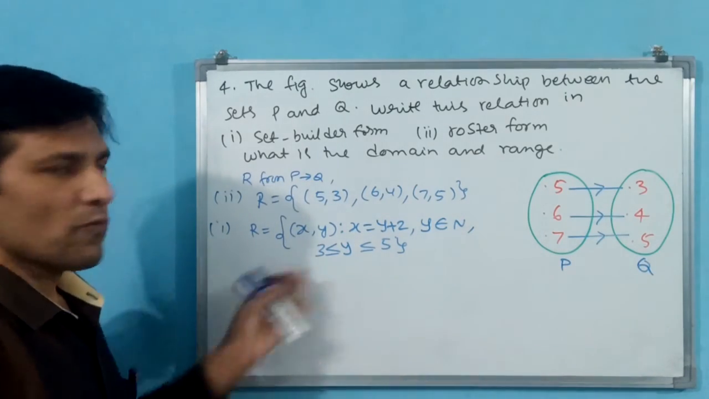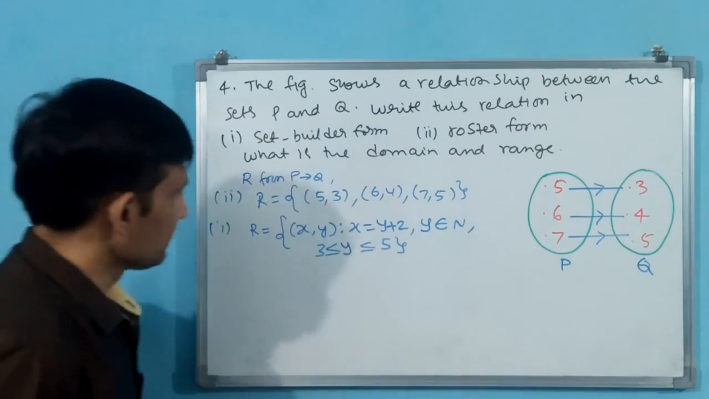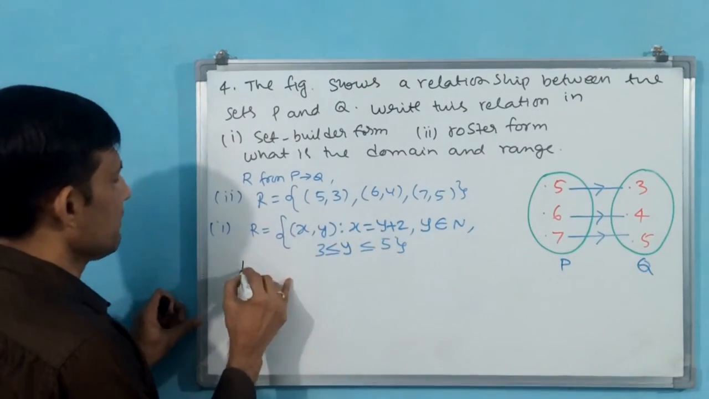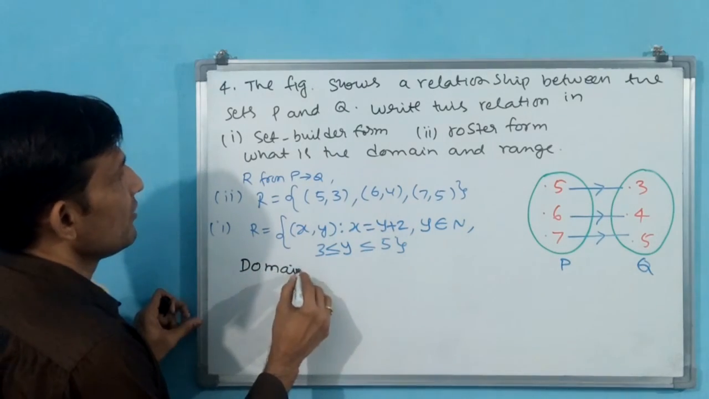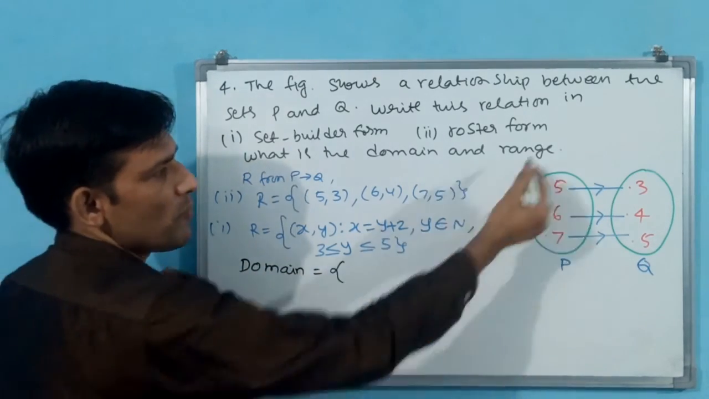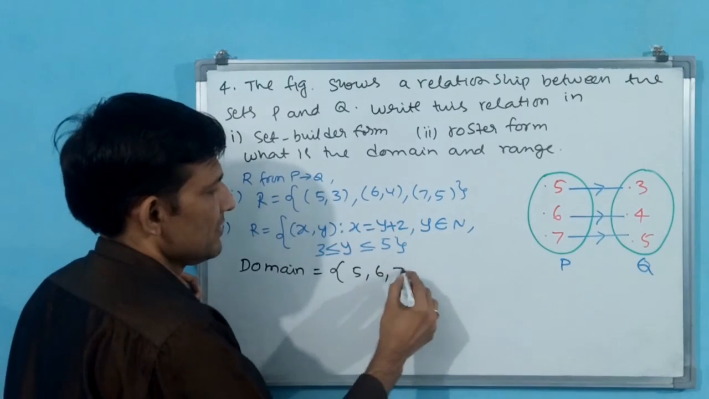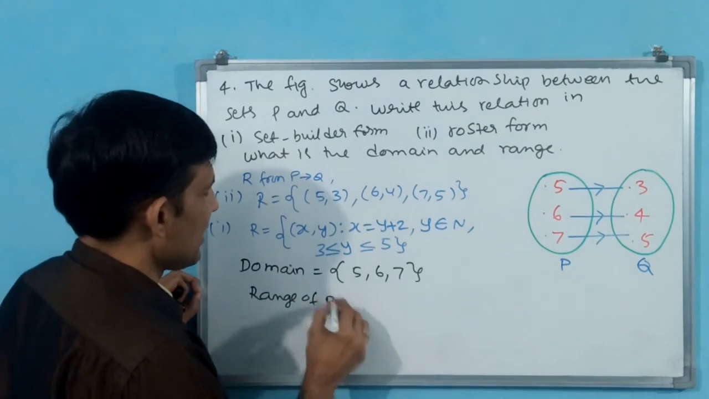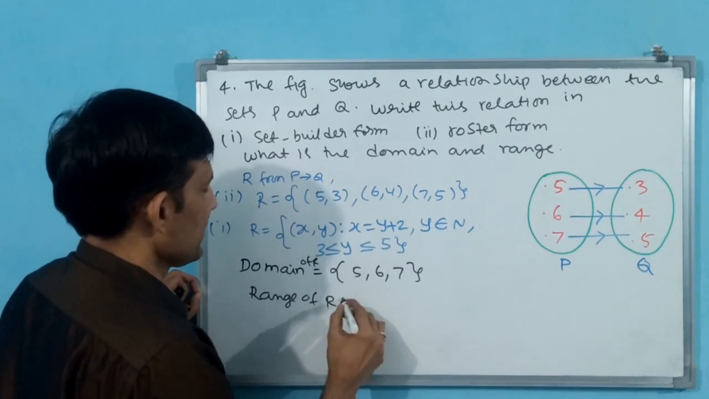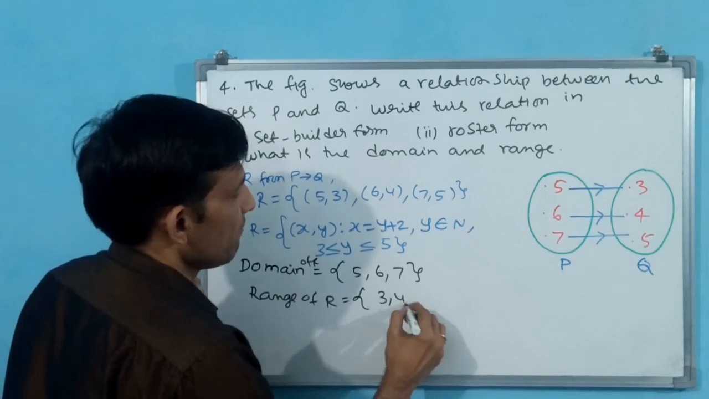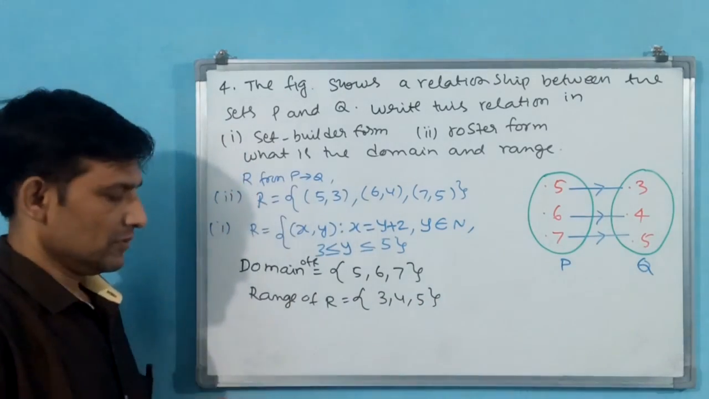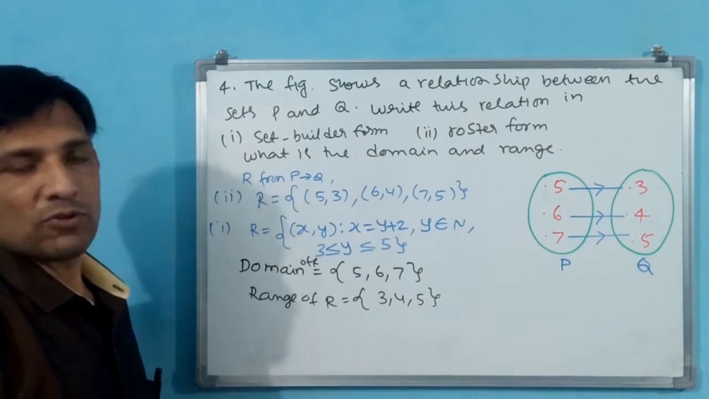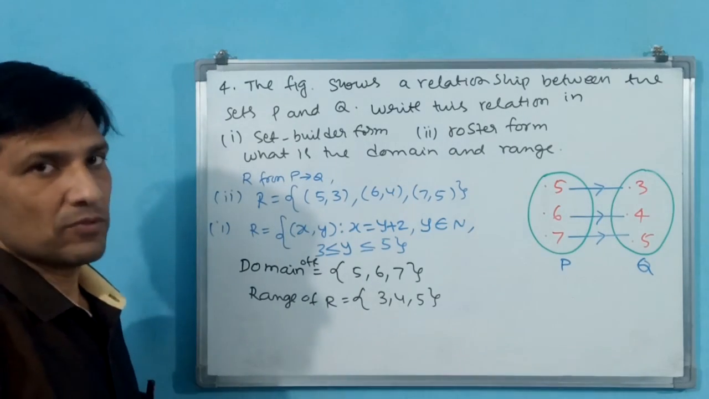Okay, now we will write domain and range also. First let us write domain. Domain is equal to 5, 6, 7 only. Range of R is 3, 4, 5. Okay, this is the answer for your fourth question. We will go for the fifth question.